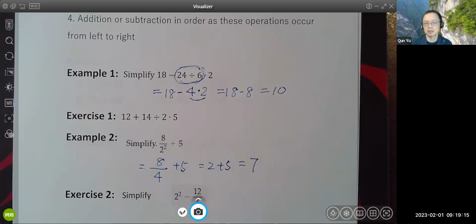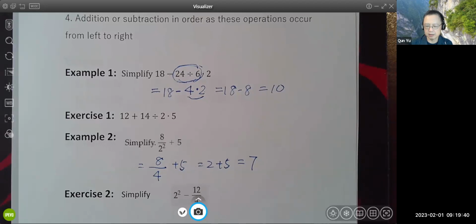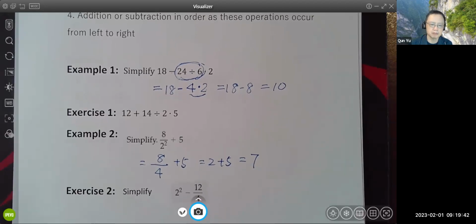And if this order of operations is new to you, all it takes to get used to it is a little bit more practice. Just do some more exercise problems, and you're going to get used to it, and you can do this order of operations naturally without even thinking about it. It's just a matter of time. So practice is very important in learning mathematics.